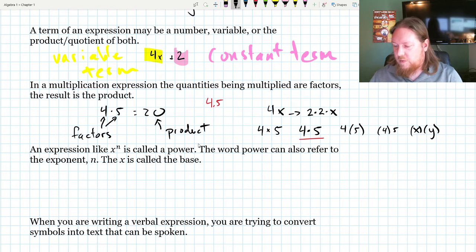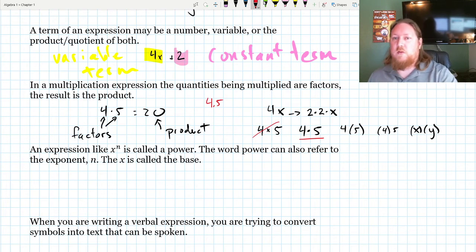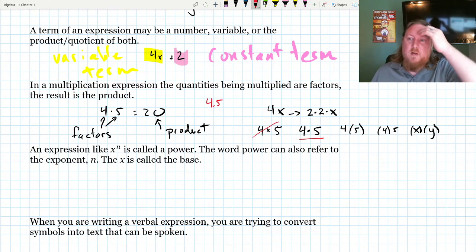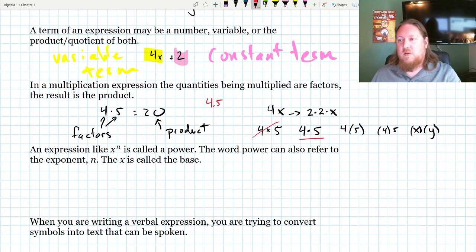We generally don't use the 4 times 5 with the x symbol for multiply in algebra. We use one of the other ones. But at any given point, I might switch between them, and that's just, after you get used to all of them, they all mean the same thing, so you just write the one that's most convenient for you at that moment. A lot of math is all about convenience.